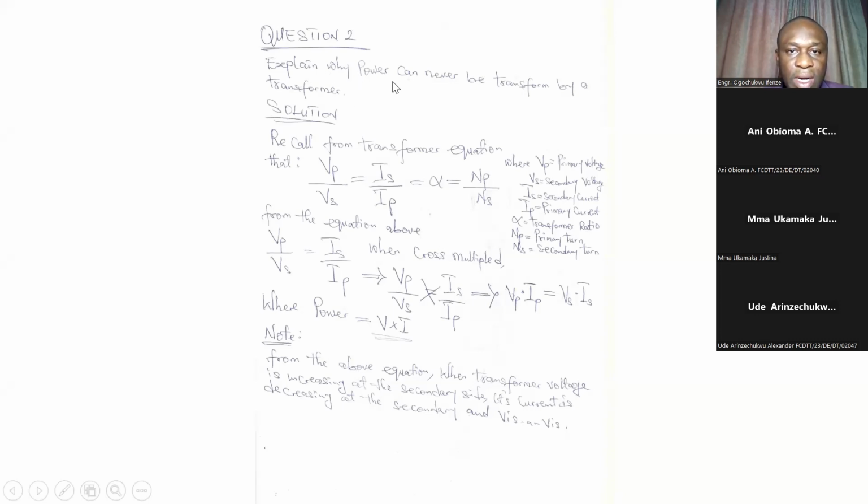So explain why power can never be transformed by a transformer. Recall from the transformer equations that we've been dealing with, where VP is the primary voltage, VS the secondary voltage, IS secondary current, IP primary current, alpha the transformer ratio, NP primary turns, and NS secondary turns. So using this equation, we have that VP over VS is equal to IS over IP.